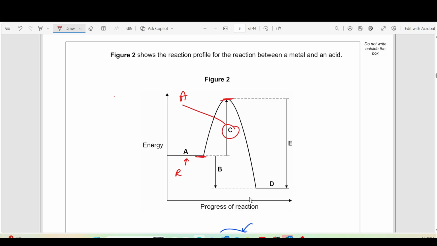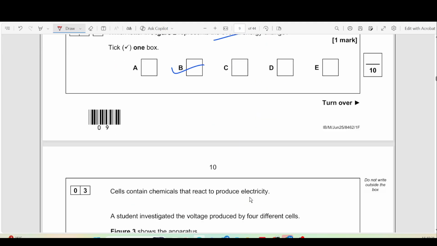And then this B is showing the overall energy change, which is the difference between the reactant, because A is the reactant, and D is the product. You can see this is the change between this and this. So this is the overall energy change. This is very important. You should know this.